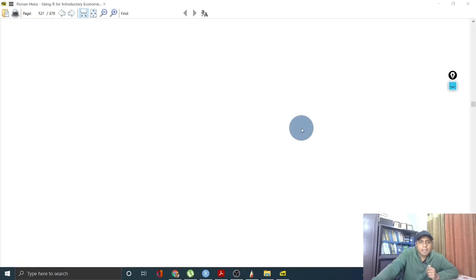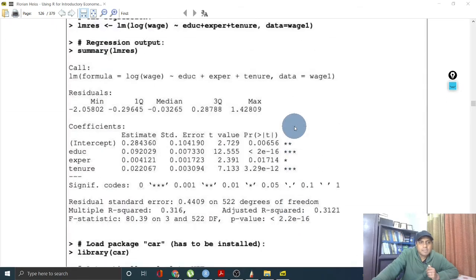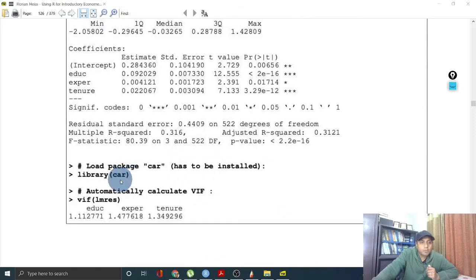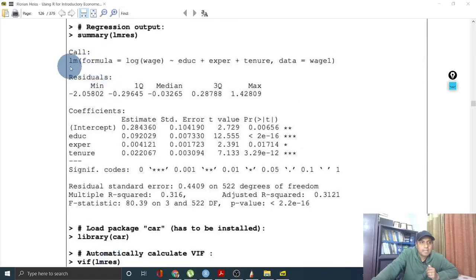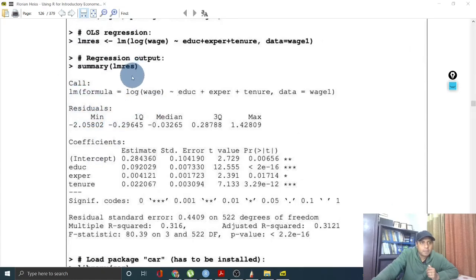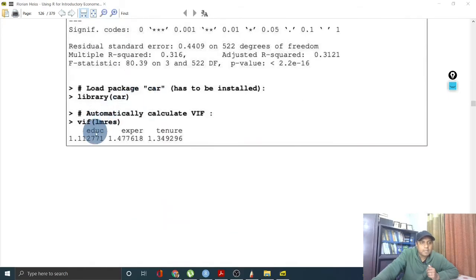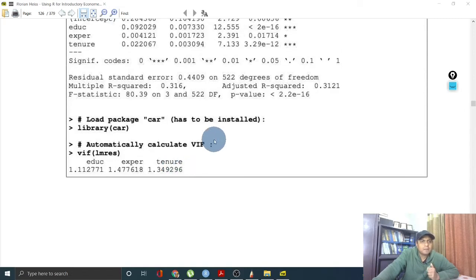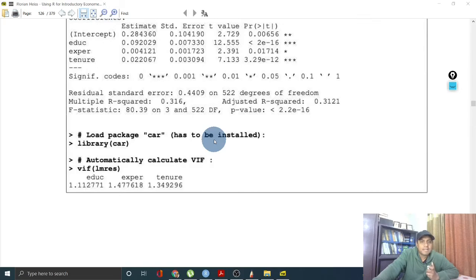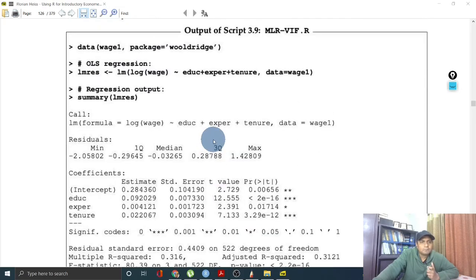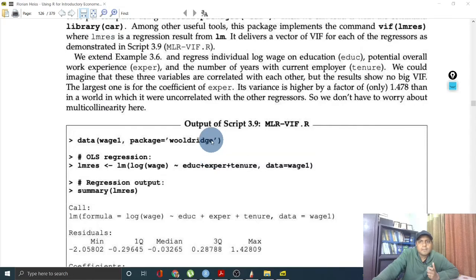So for this video, I guess this is what we have, and in order to automatically calculate the VIF, this is LR, the model that you run, this model lmres, this is the lmres object, and you run this and you find the values. Okay, none of these values are significant, so it means that the multicollinearity problem does not exist here. Okay, so this is what it says.